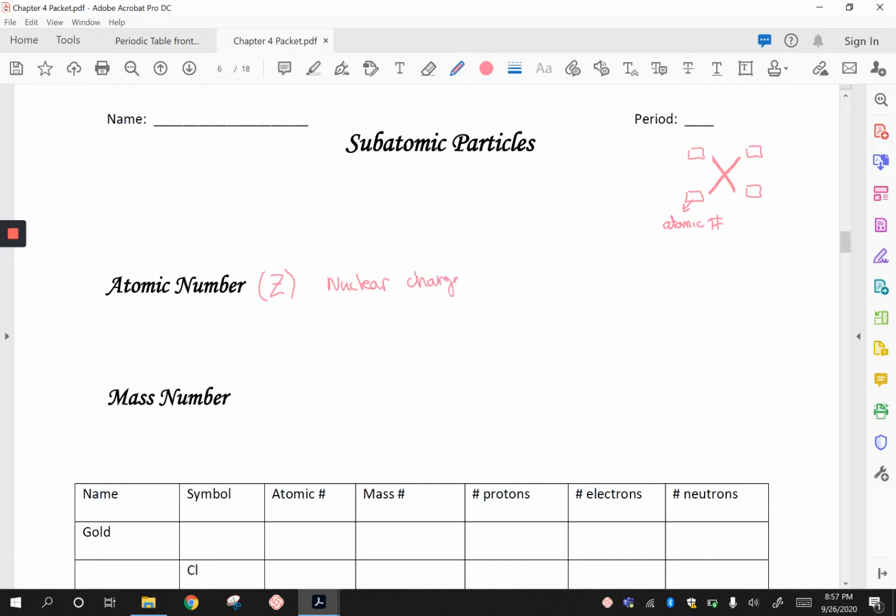We know that in the nucleus there are protons and neutrons. What gives the nucleus its charge is the protons, because remember, neutrons are neutral and the protons are positively charged. So this is actually the number of protons. The number of protons is equal to the atomic number. Now that atomic number identifies what the element is.